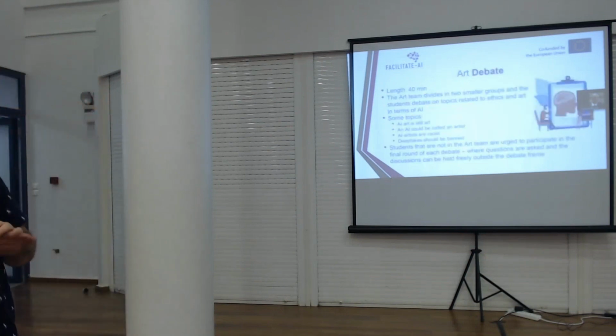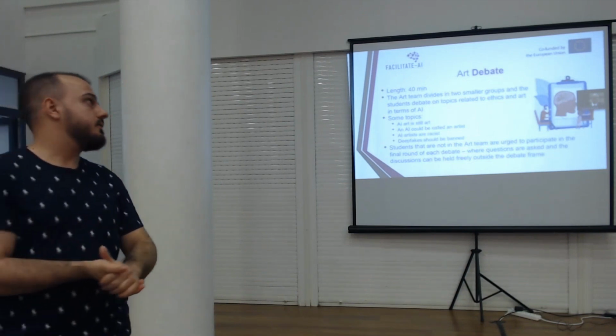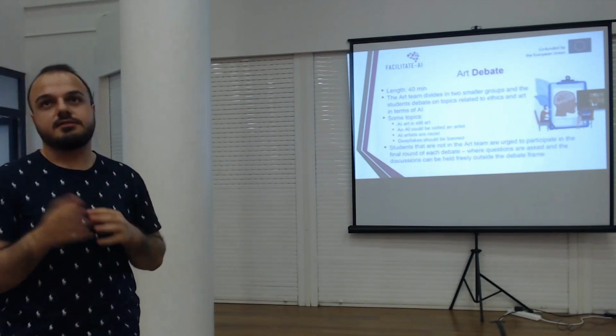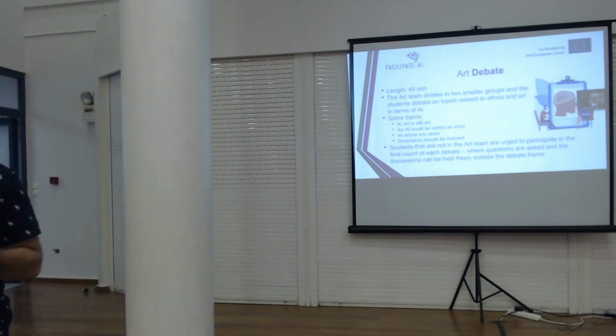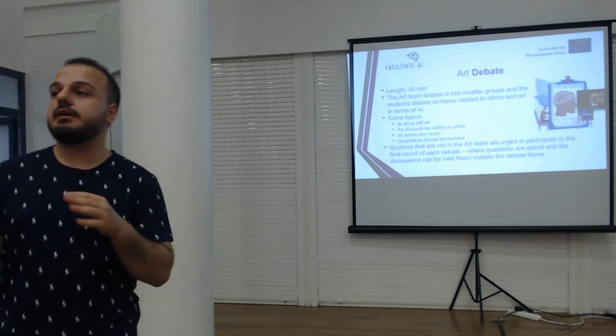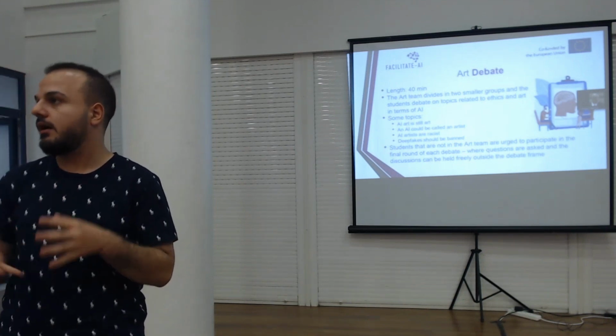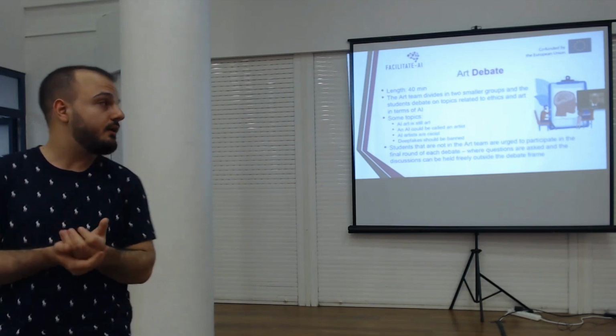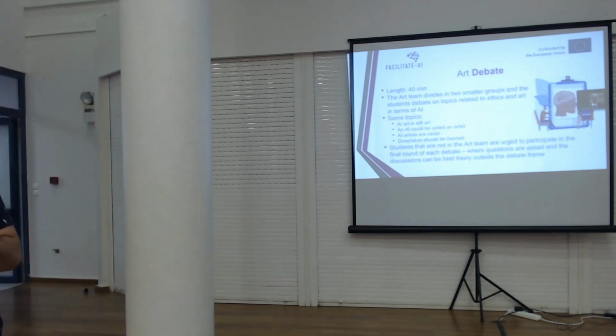Then the next thing that is done is an art debate, actually. It's not exactly an art debate, but it's more of an ethics debate. But it deals with the art team. The art team is the team that's responsible for that. So the art team divides into two smaller groups, and the students debate on topics regarding ethics in art creation using AI. And some topics you can see here are: AI art is still art.